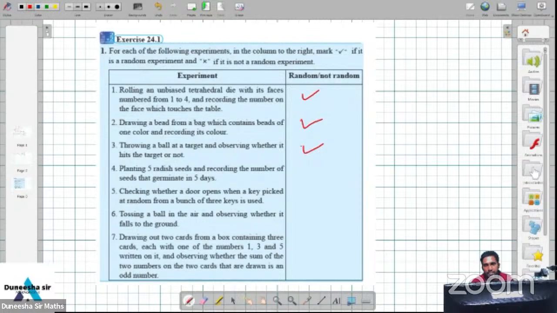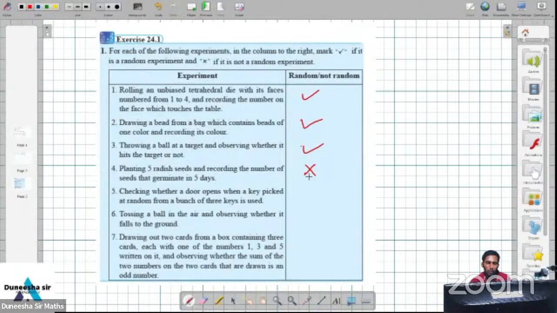Can we do it? No, sir. Is it a random experiment? No, sir. It's not a random event because we can't do it again and again. If we throw a die, or in the first experiment an unbiased tetrahedral die, we can do it again and again. But if we plant 5 radish seeds, we can't do it again and again. So it's not a random event.